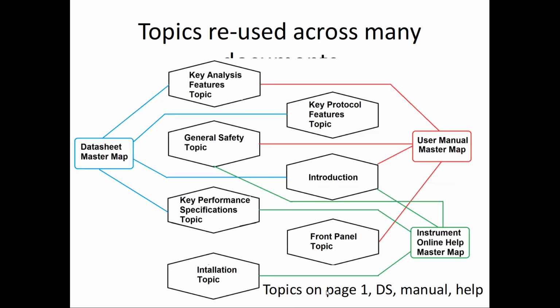Those same topic files are used by other maps. So let's just say, in this case, we have a datasheet map, and we have a user manual map, and we have an instrument online help master map, each of which shares the introduction. So we have an introduction written once, translated into many languages, approved and published, but it's used by the user manual, the online help, and the datasheet, and so on and so forth. A lot of different manuals, a lot of different maps can share single topics. So that's how we get reuse and single sourcing.